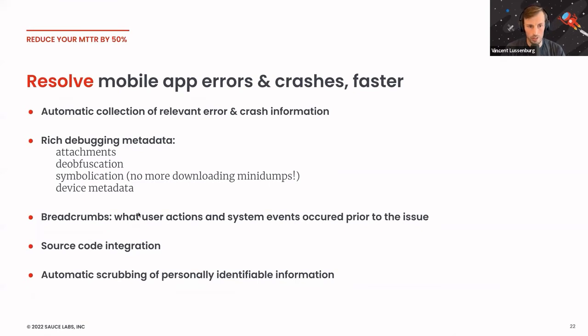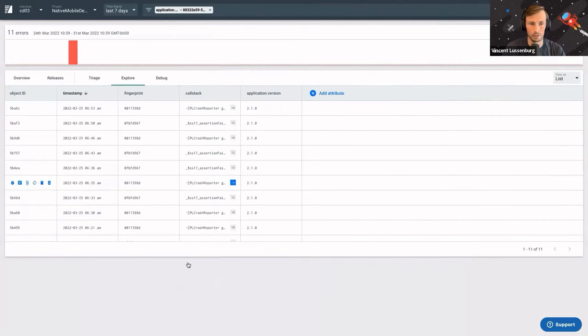I'll talk about breadcrumbs as well. I'll show you those, and these are the actions that the user and the system did, or those that occurred prior to the issue. So it's your breadcrumb trail up to that. Source code integration and the automatic scrubbing of personally identifiable information that I already touched upon really quickly.